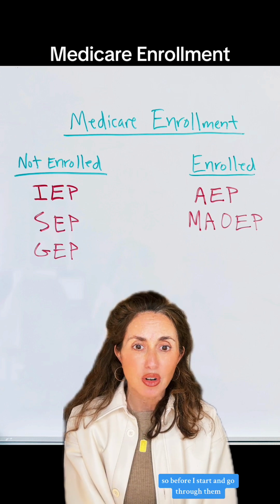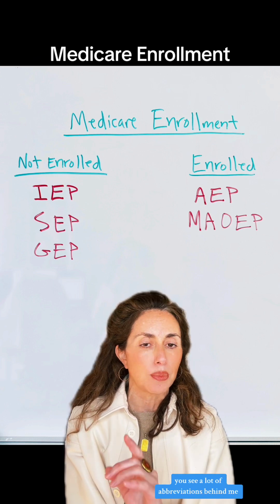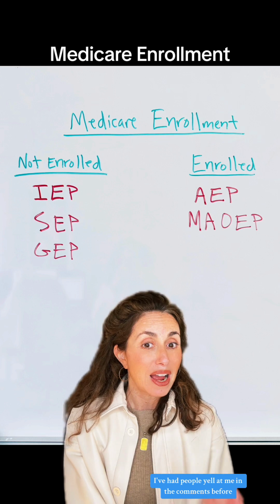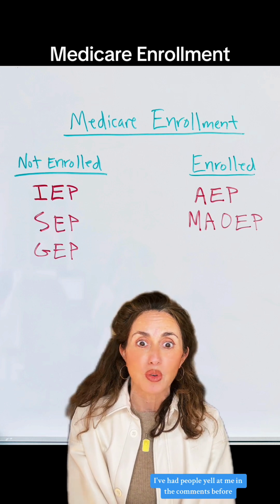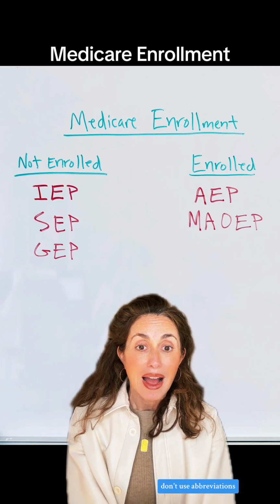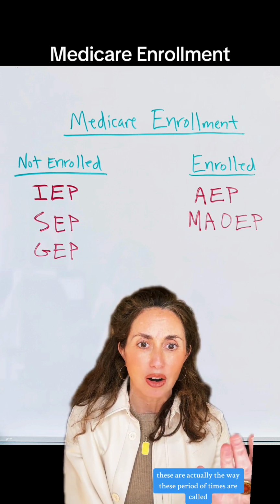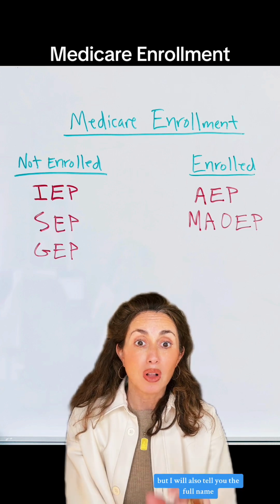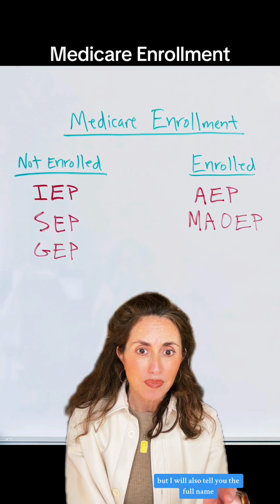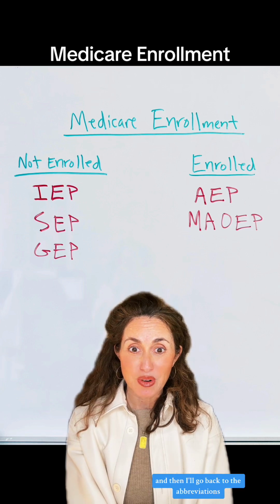So before I start and go through them, you see a lot of abbreviations behind me. I've had people yell at me in the comments before, don't use abbreviations. I didn't make these up. These are actually the way these periods of time are called. But I will also tell you the full name, and then I'll go back to the abbreviations.